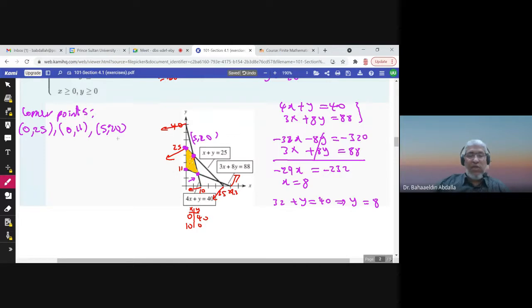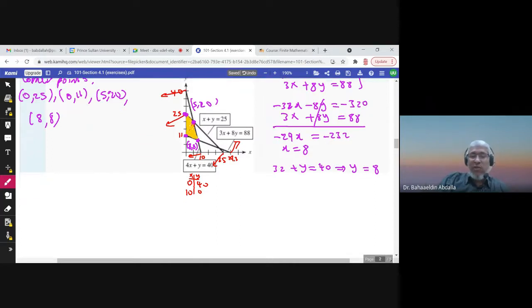So the last corner point has coordinates 8 and 8. Is it? Yes, it is 8 here and 8 here. That's possible. So the coordinates of the last corner point is 8, 8. So we determined the region, the solution region, and the 4 corner points of this region.